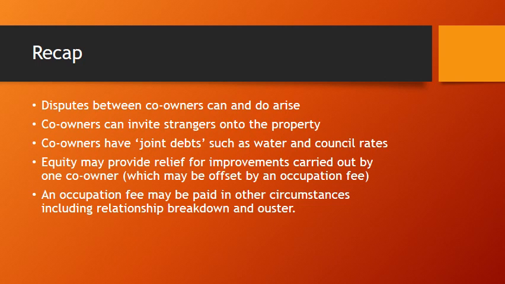The other thing we were talking about was improvements. So if one co-owner did some improvements to a property, to what extent would they claim compensation? Well, the general rule is that at common law, there is no right to claim for repairs or compensation. But in certain circumstances at the end of a co-ownership, equity might provide for some form of compensation to be paid. However, that might be offset by an occupation fee if another co-owner has not been in possession of the premises during that period. Right, so that's it.